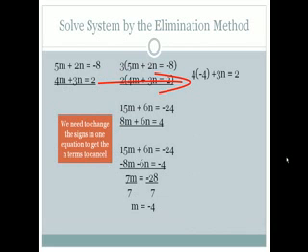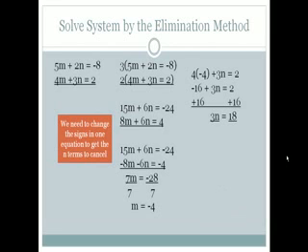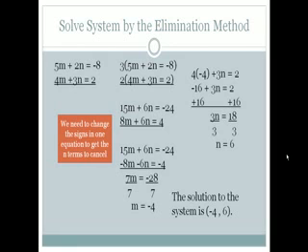Let's multiply. 4 times negative 4 is negative 16 plus 3n equals 2. I need to add 16 to both sides. 3n equals 18. Divide by 3 and n equals 6. Our solution needs to be written as an ordered pair. And remember, they are always written in alphabetical order. So the answer to our system is negative 4, 6.